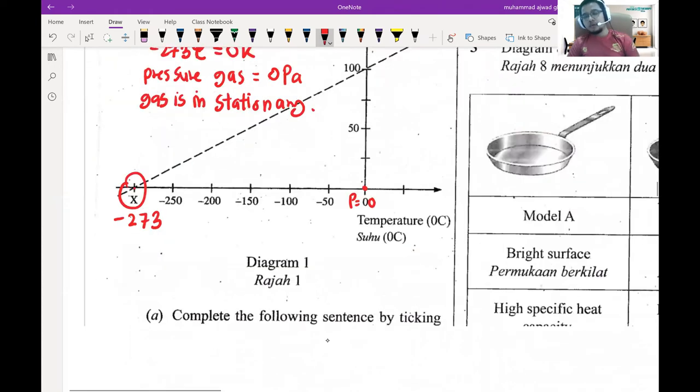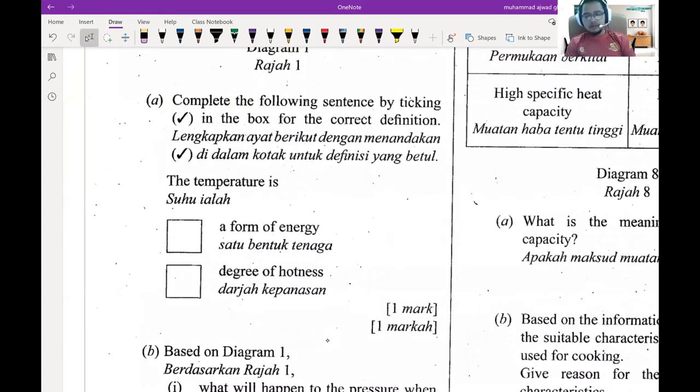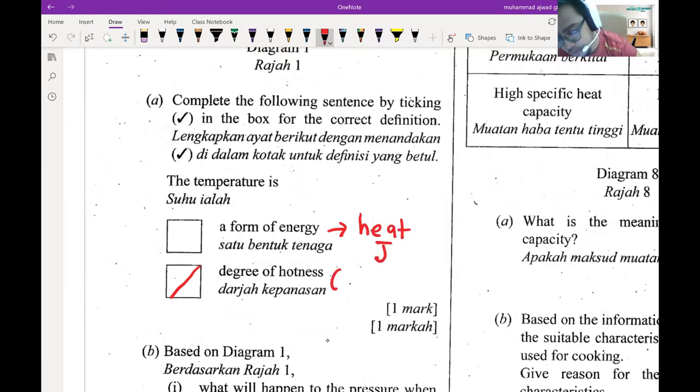Okay, so complete the following sentence. So the temperature is degree of hotness. A form of energy is heat. So unit of heat is joule, unit of temperature is Kelvin for SI, and you have another unit, Celsius and Fahrenheit.